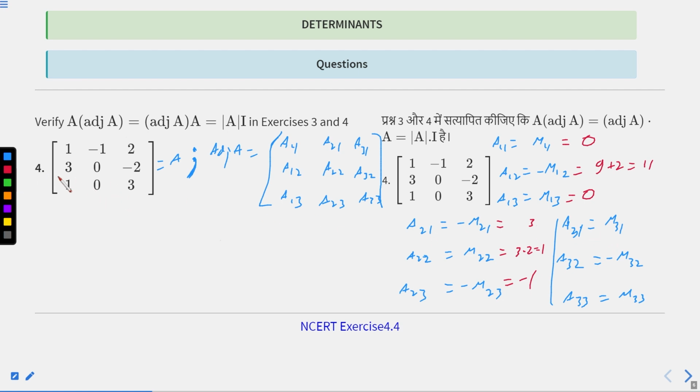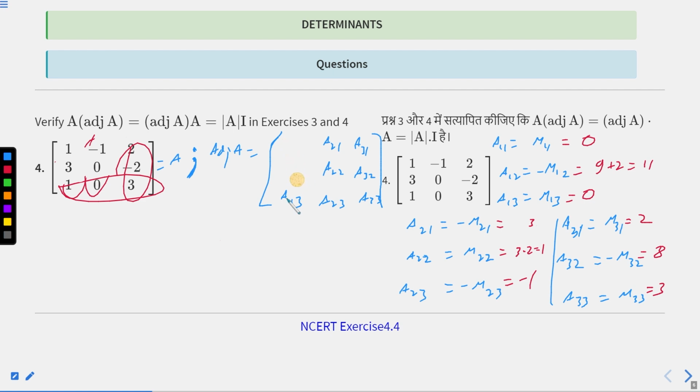Now M3 will be 2 minus 0. As you can see, M31 will be 2 minus 0, which means just 2. Now 32 will be minus of 2 minus 6. This means minus 8, and we have already minus sign, so this means just 8. Now 33 is 0 minus minus 3, this means just 3. Simple.